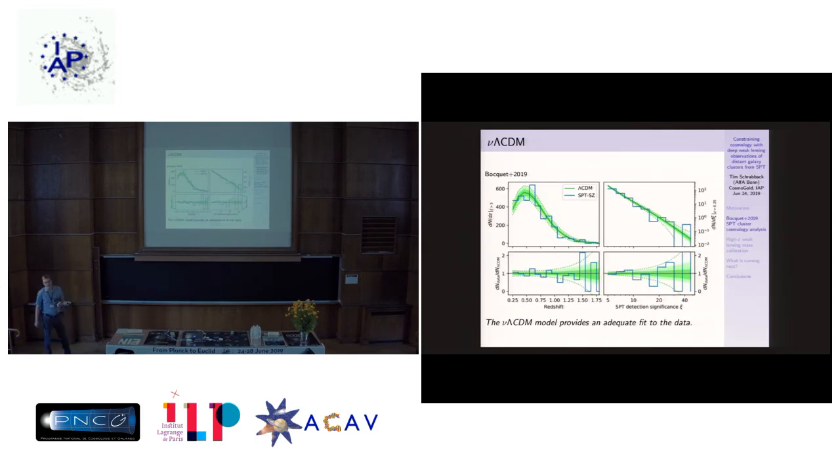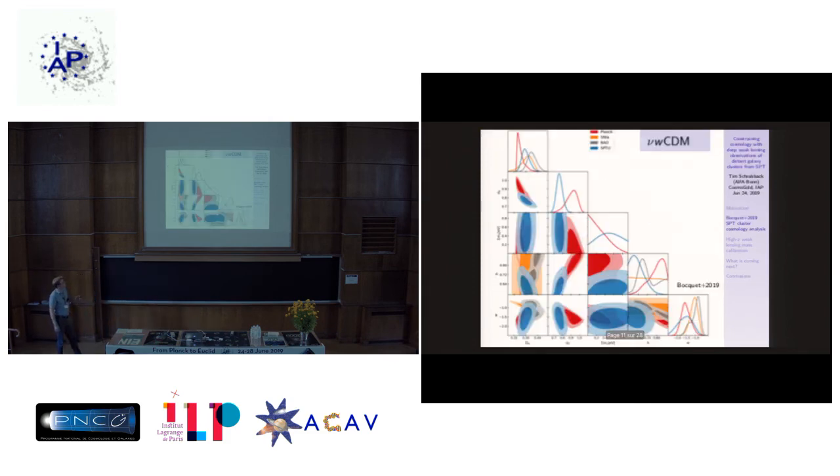Also, this lambda CDM model, at the best-fit parameters, provides a good fit to the data. You can see here the number of clusters as a function of redshift, or here as a function of detection significance, compared to the model prediction. The histogram is the measurement. This is the model and the 1 and 2 sigma uncertainties, and you see that they agree reasonably well. So the bottom line is lambda CDM provides a good fit to the SPT data set in principle.